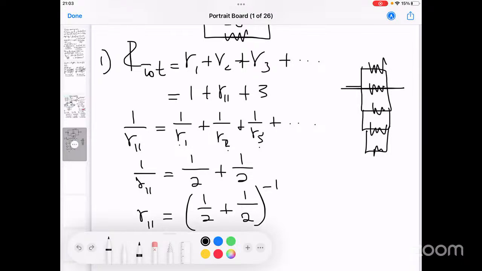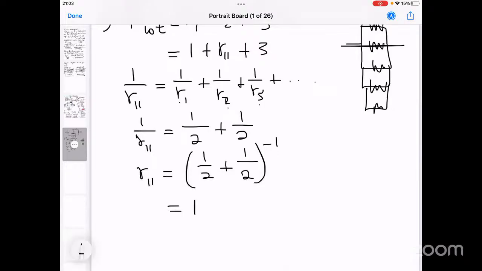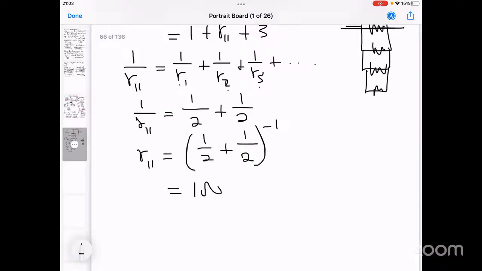Okay, 1 over 1, then you plus it with 1 over 1 on the side. You close that, and say to the exponent of -1, and this is what I'm getting, it gives me 1. Most importantly, I need to say ohms. So that means my R total will be equal to that one plus this one for R total, plus that other one for 3. That gives you 5, then you say it's got 5 ohms.